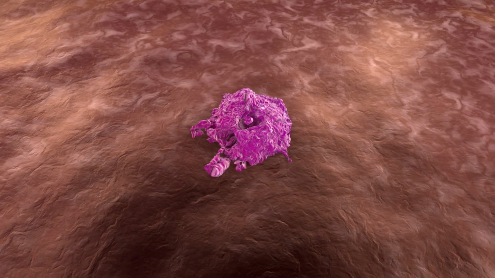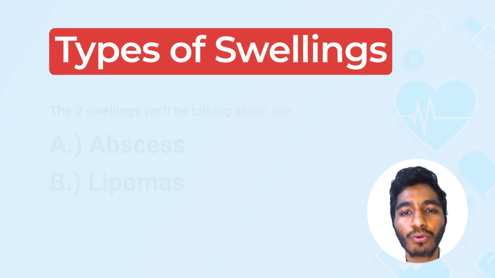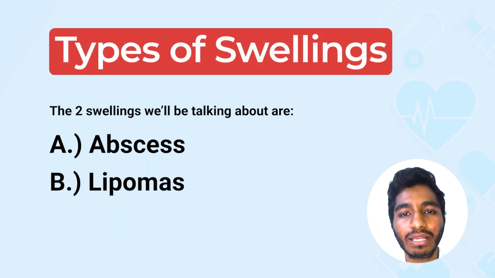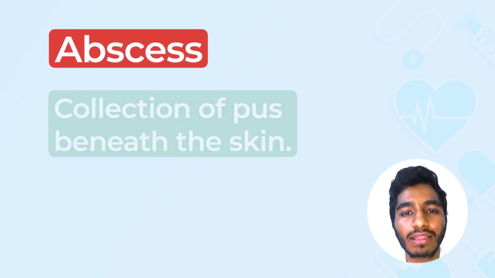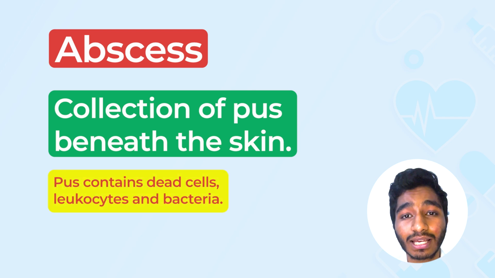Now, there are many types of swellings, right? Cysts, abscesses, lipomas, etc. But in this video, we will be mainly focusing on two types of swellings. The first one being abscesses and the second one being lipomas. So without further ado, let us start with what is an abscess. An abscess is nothing but a collection of pus beneath the skin. Now this pus comprises dead cells, leukocytes, as well as a few bacteria.